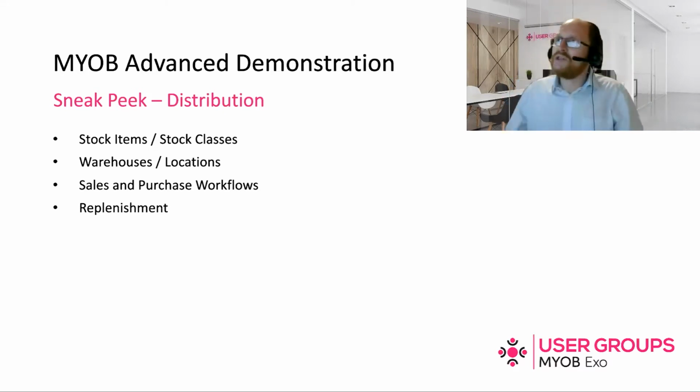But what I'm going to concentrate on for today's presentation is the distribution, like the inventory management within the system itself. Again, another one of its strengths, and it really is quite a good system in terms of that. So what I'm going to be covering is the stock items side of things and the stock classes. Stock classes are stock groups, but smarter stock groups. We're going to have a little look at warehouses and locations. Then I'm going to explain the sales and purchase workflows. And then I'll also touch on towards the end how you can utilize the replenishment within the system itself.